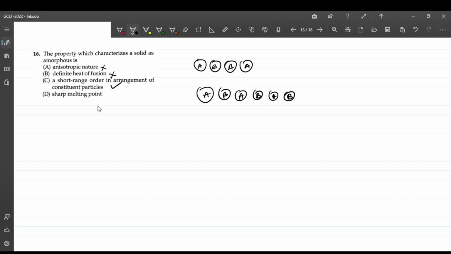And sharp melting point, no, they have a range. An amorphous solid has a range of melting point. Let's say we define it like 72 to 73 degrees Celsius. It means this substance will start melting at 70 degrees and will convert completely to liquid by the time it is 74. If the range is this way, 70 to 74 or 71 to 73, it is not having a sharp melting point. So this is also an incorrect statement.